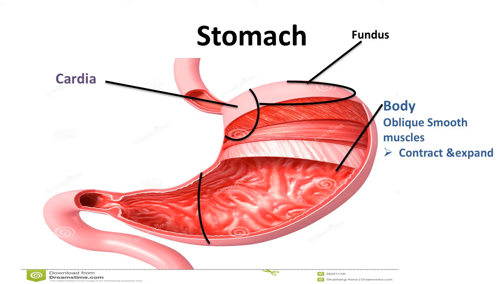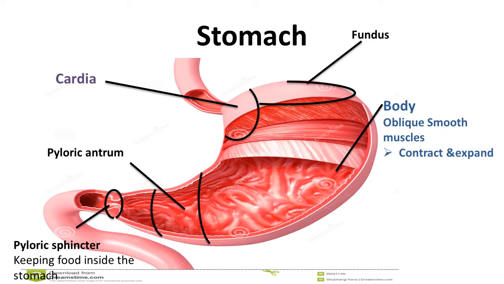Due to the contraction and expansion of the oblique smooth muscles, the digestive juices are secreted and mix with the food particles, so it makes chyme. The last part of the stomach is the pyloric antrum. After the pyloric antrum, there is a sphincter which is called the pyloric sphincter. Its function is to keep food inside the stomach.